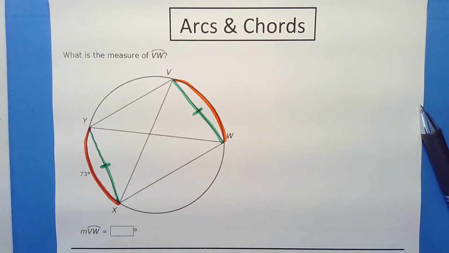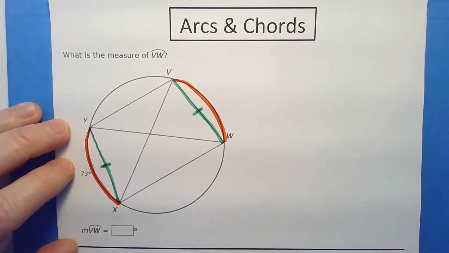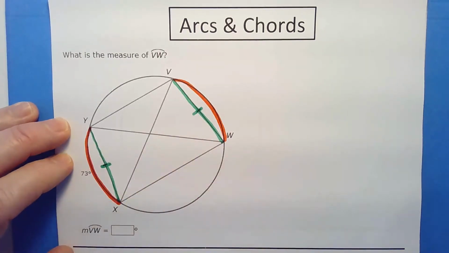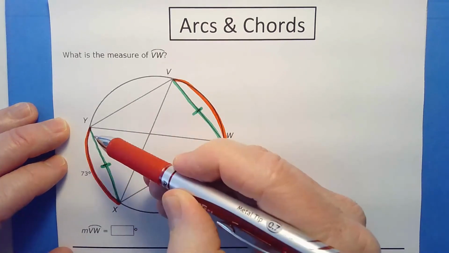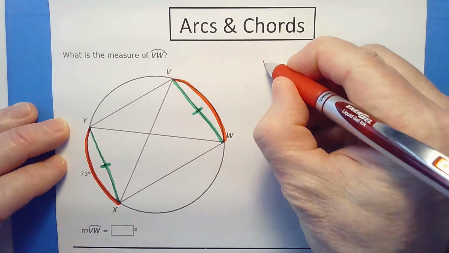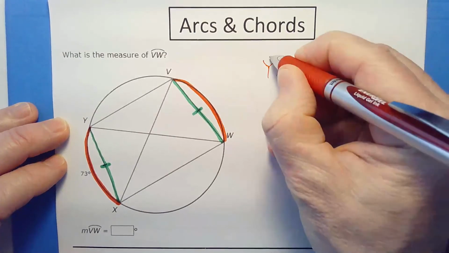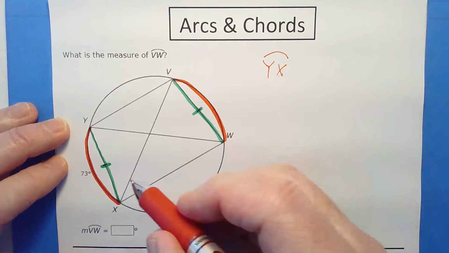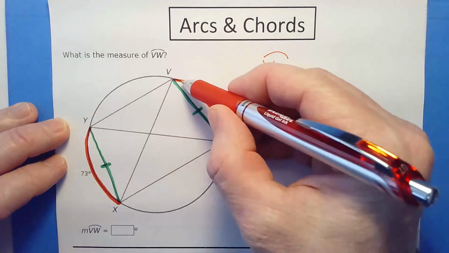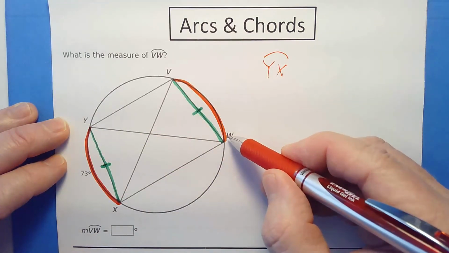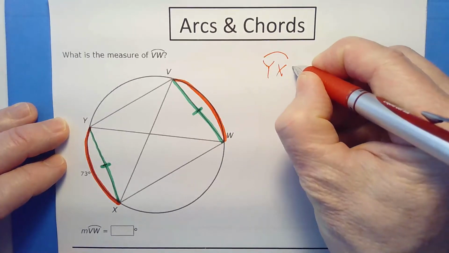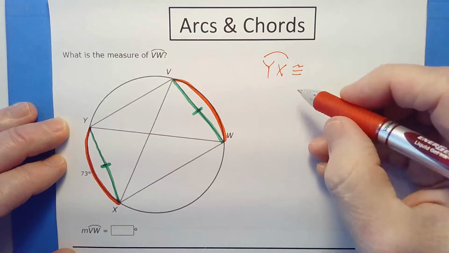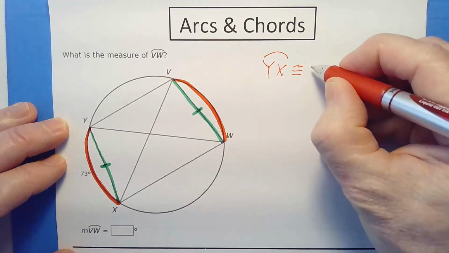In particular, the way we would say that is we would say that arc YX, and again, I'm making an arc, see how I've got the little arc symbol over it. That arc is congruent to this arc VW. And again, we're not saying it's equal, we're saying it's congruent. Remember, because we're talking about things. So this arc VW.